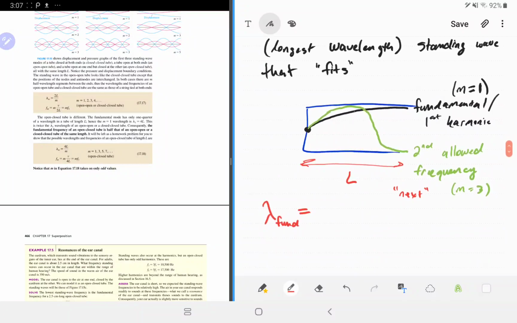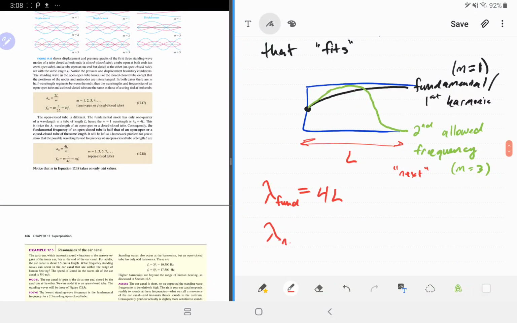So lambda for the fundamental, it looks like if I take the length of the pipe, that's lambda over 4. I would need to extend the length of the pipe by 4 in order for this fundamental to come back down here. That would be 2L, and then 3L, and then 4L. So for one whole lambda, that's equal to 4 times the length of the pipe.